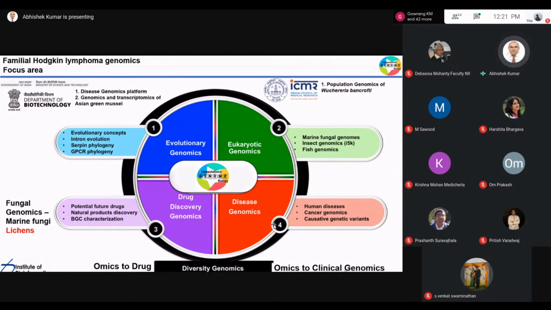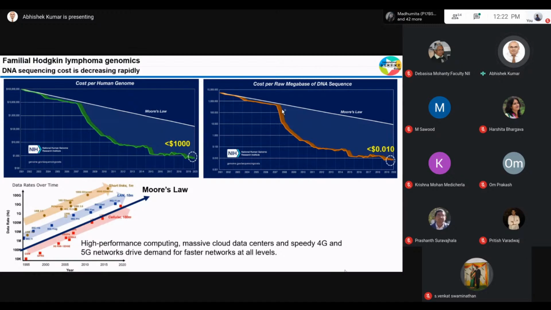At the same time, we have different areas where we are working, and currently we are funded by two Department of Biotechnology projects. One is disease genomics platform development, and one is about genomics of the Asian green mussel, and one with ICMR on population genomics of Wuchereria, with the help of an ICMR team. With this, let me introduce you to why and what we are doing.